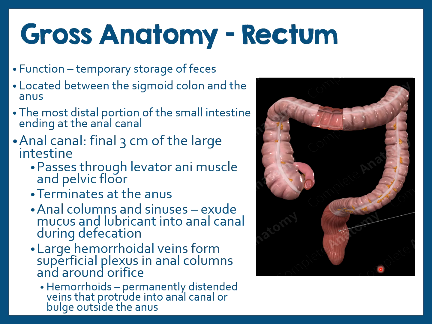And there are also these anal columns and sinuses that will release a lot of mucus and lubricant into the anal canal during defecation. And there's also going to be these large veins that form these plexuses within the anal columns and around the opening of the anal canal. And so you might have heard of somebody who has hemorrhoids. That's when these large veins actually distend and protrude into the anal canal. And sometimes they can get really bad where they end up bulging outside of the anus.